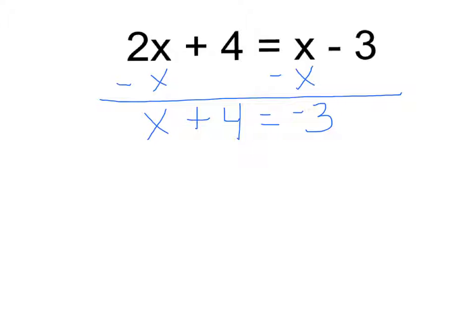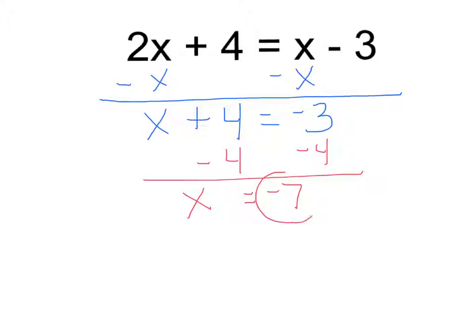Now at this particular point, I'm down to a single step equation. So now what I'm going to do is subtract 4 from both sides. And when I subtract 4 from both sides, I get x on the left-hand side, and negative 3 subtract 4 gives me a negative 7.